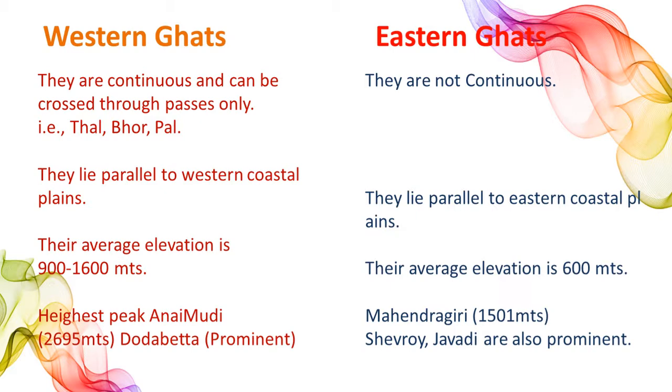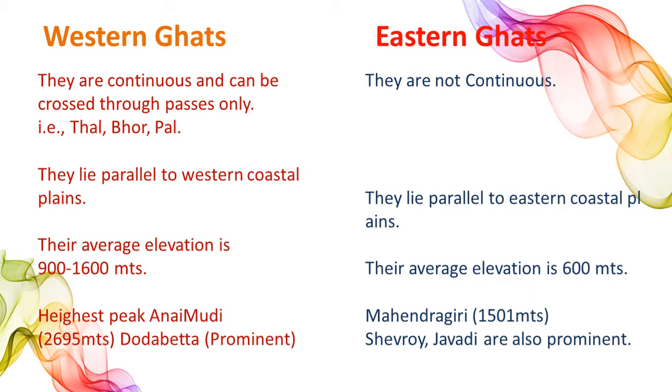They are not continuous like Western Ghats. They are the discontinuous hills and they are irregular also. And these Eastern Ghats are being dissected by the rivers. It means the rivers which arose from the Western Ghats drain through the Deccan Plateau and join the Bay of Bengal by dissecting the Eastern Ghats.